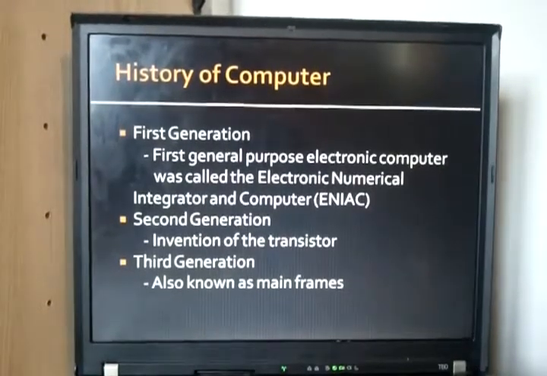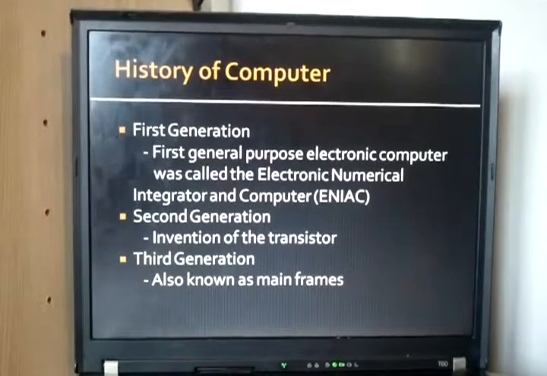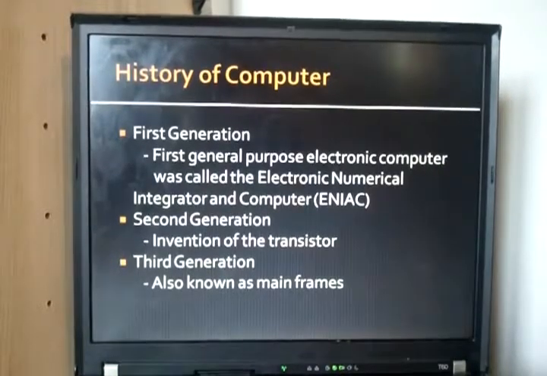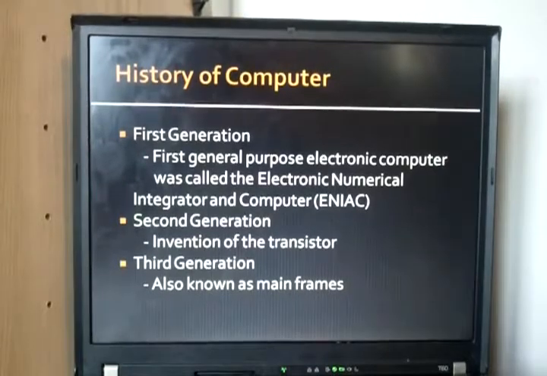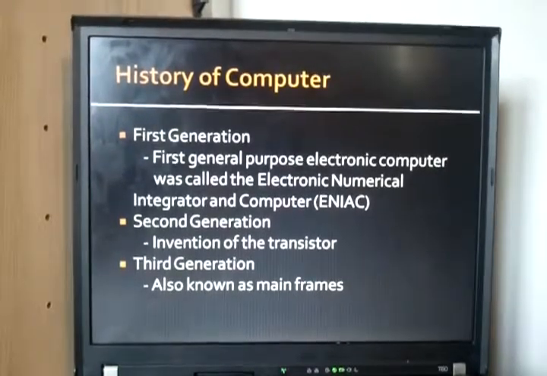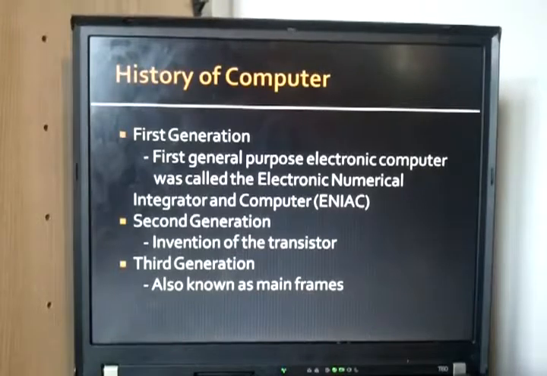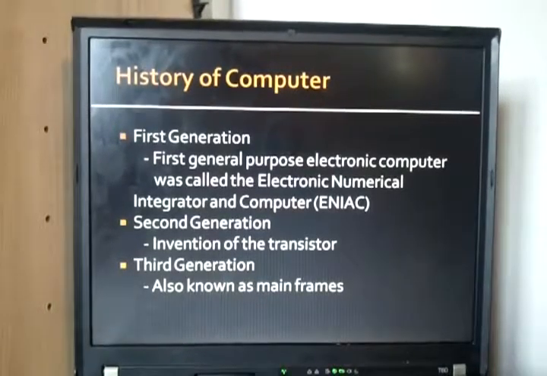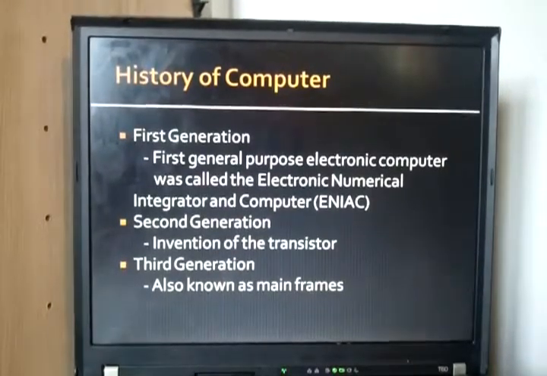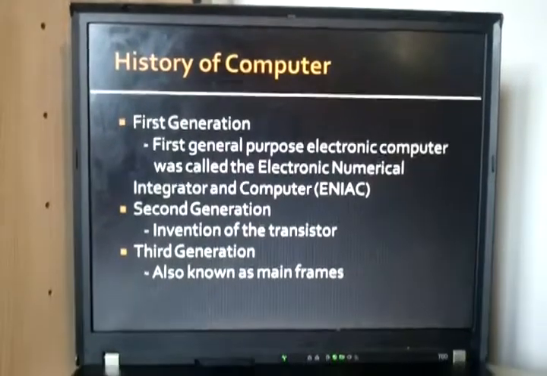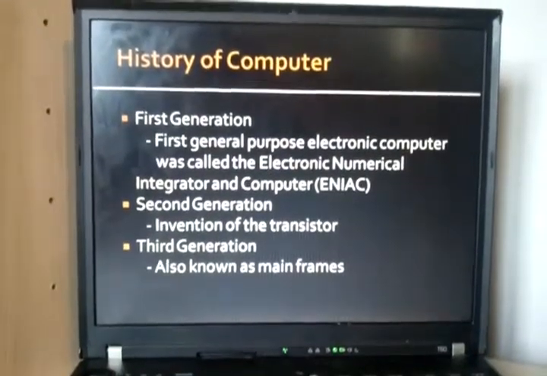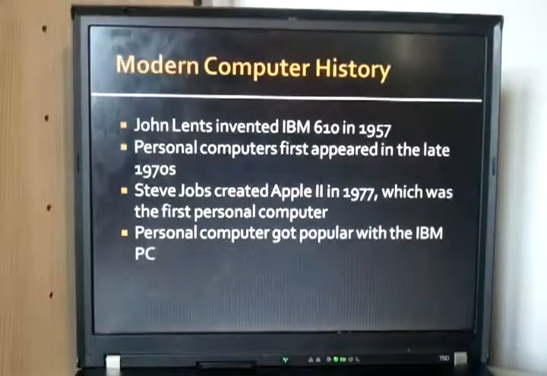The second generation computer was the invention of the transistor. This was invented in the University of Manchester in 1953. The most popular one was the IBM 401, and the IBM created the first disk drive in 1956. The third generation was also known as mainframes. These were integrated circuits, also known as microchips. They were smaller and cheaper than the first and second generation.